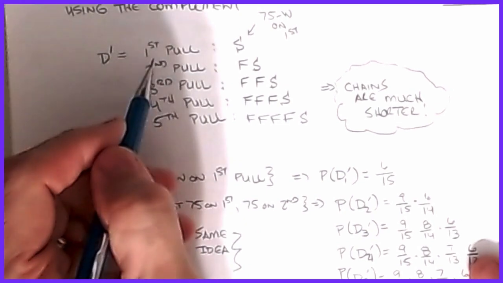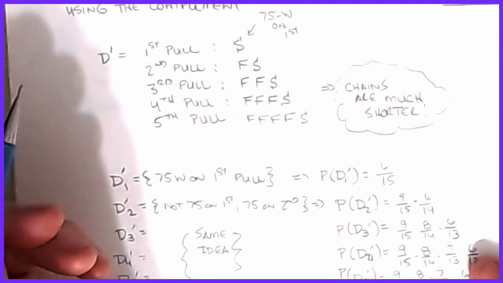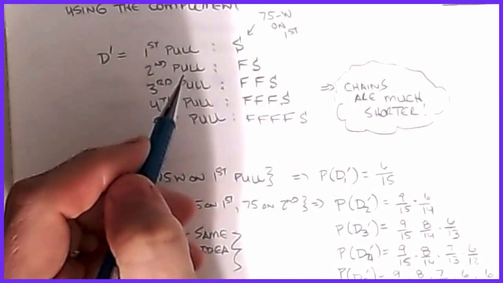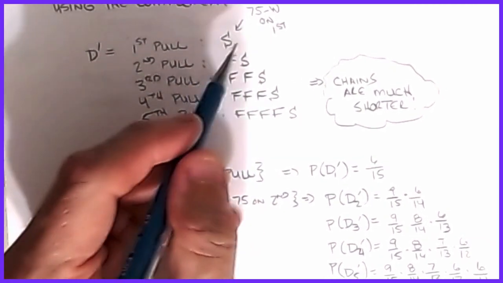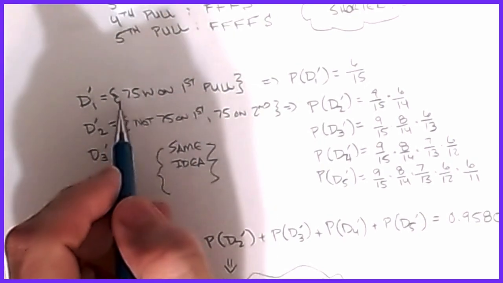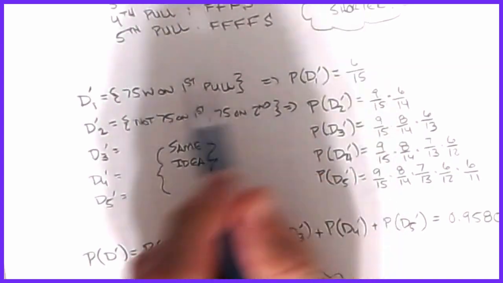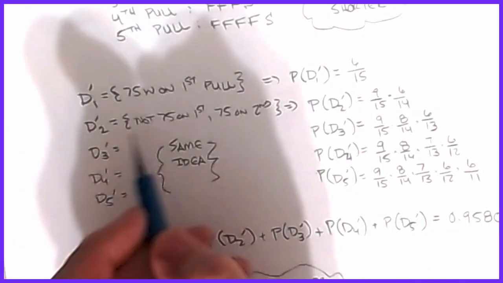Well, that's pretty easy, right? I could just go in and say there's 6 of them, and there are 15 bulbs. It's 6 on 15, piece of cake. The second pull is I fail the first, success on the second. Third is fail, fail, success, and so forth all the way on. You notice that the chains are a whole lot shorter on this. In fact, I can calculate these complement events pretty easily. So D1's complement is the 75 watt on the first pull, right? So the term I'm calling D1, the piece of the total, is 6 on 15.